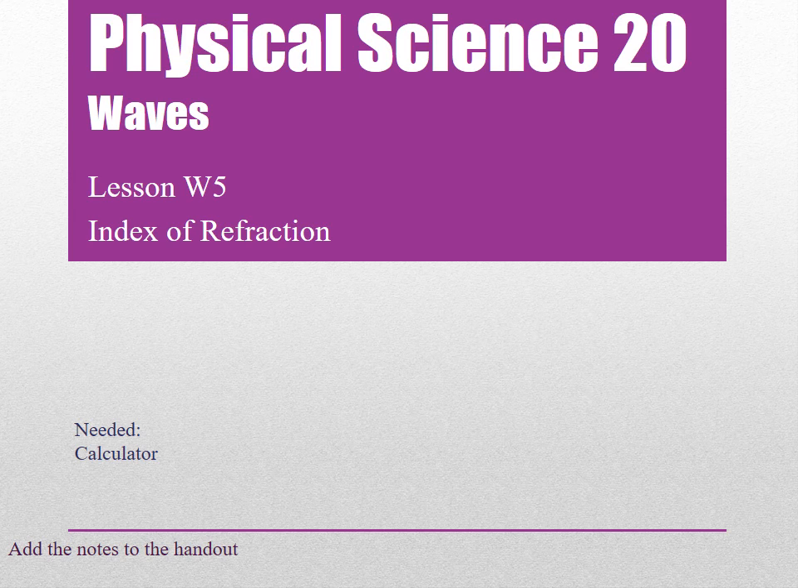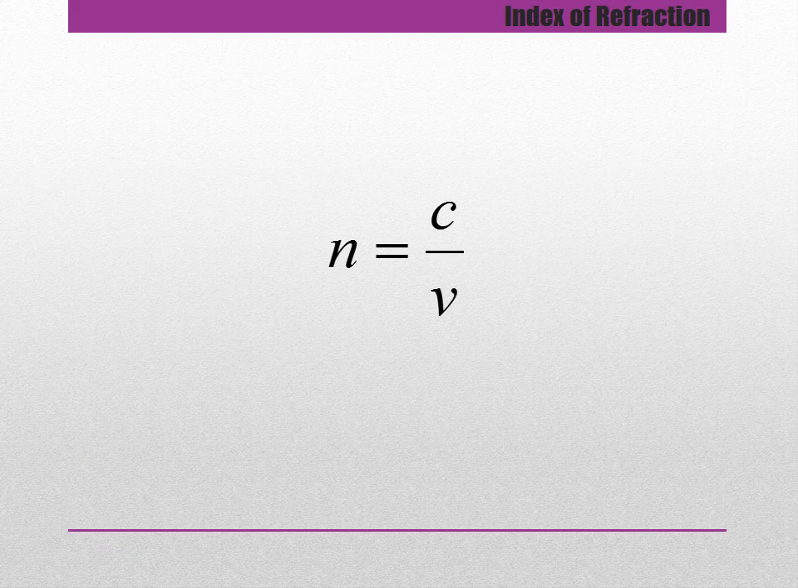This is Physical Science 20, Waves Unit. The notes for completing the W5 assignment on index of refraction. This is going to be an easy day because we have just one formula and it's an easy formula. N equals C over V. N is the refractive index of a material.